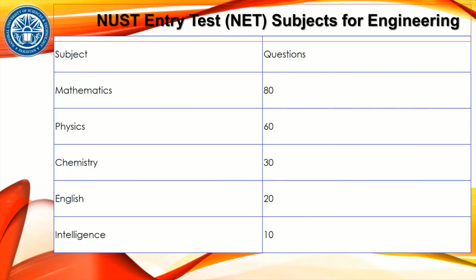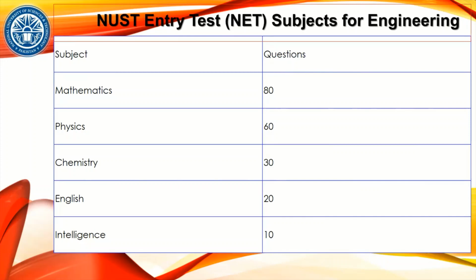But overall, when you are opting for engineering to get admission in NUST, the maximum weightage is given to mathematics. And definitely we will talk about all those questions. 80 questions, you can say 80%. Then the second weightage is of physics, and chemistry 30, English 20, and intelligence.